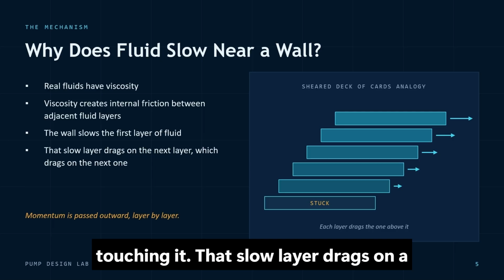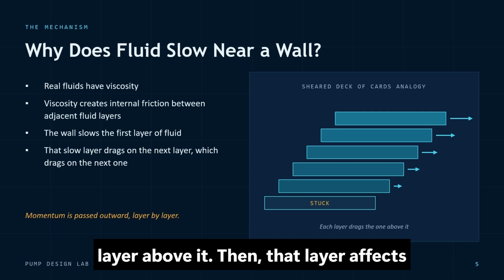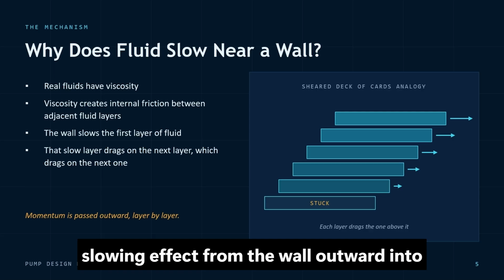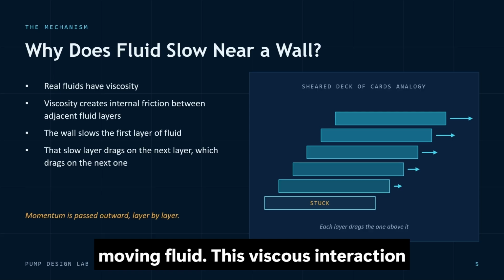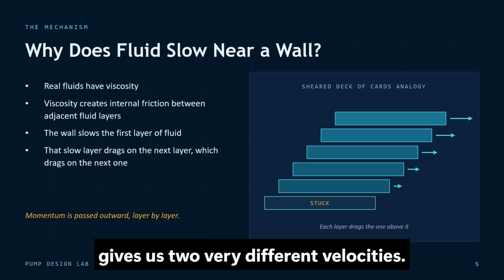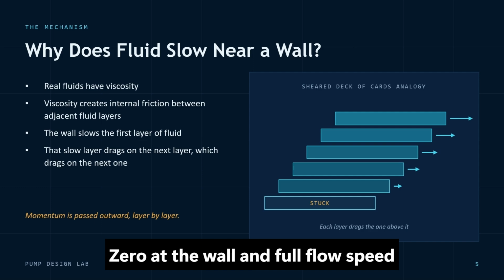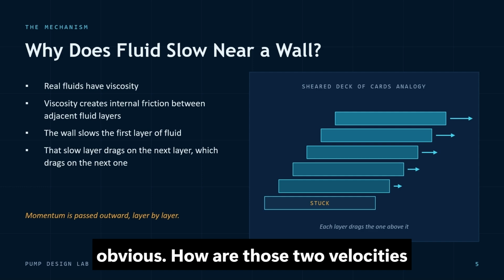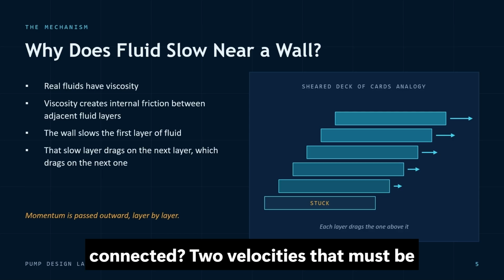That slow layer drags on the layer above it. Then, that layer affects the next layer. Viscosity transfers this slowing effect from the wall outward into the moving fluid. This viscous interaction gives us two very different velocities: zero at the wall and full flow speed farther away. So the next question is obvious. How are those two velocities connected?